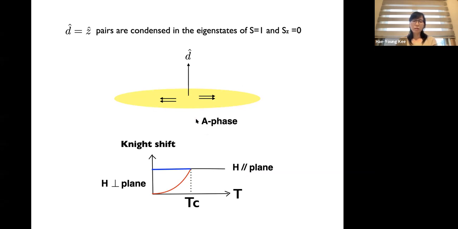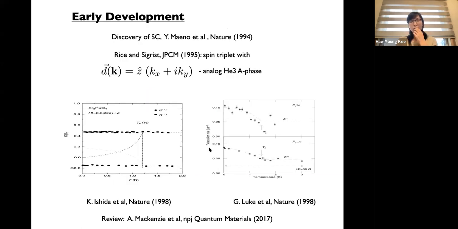On the other hand, if I apply the magnetic field along the perpendicular direction, I'm going to see the up, down, plus down, up, which was the S z equals 0 component. So I have to break up and downs to respond to the magnetic field, so that the Knight shift will have this exponential decay, and that is the same as the singlet. Okay, so for the d vector direction, you can imagine that a magnetic field parallel to the d vector acts like a singlet. A magnetic field perpendicular to the d vector will have a triplet and act like normal in this case in terms of spin response. Okay, so the early development of this ruthenate goes back to, again, as I said, 1994.